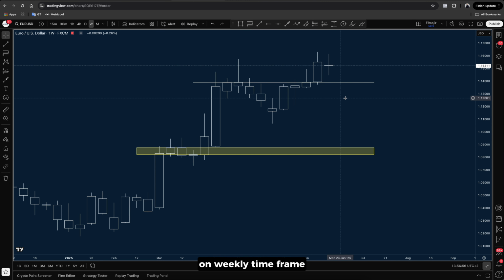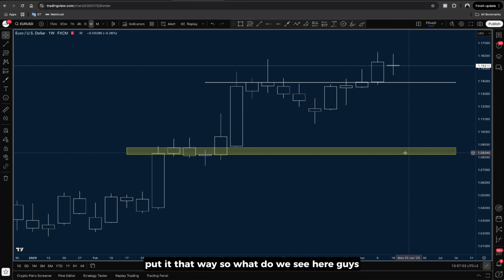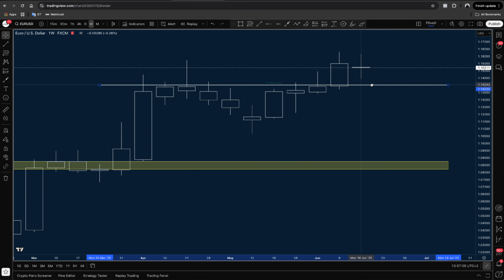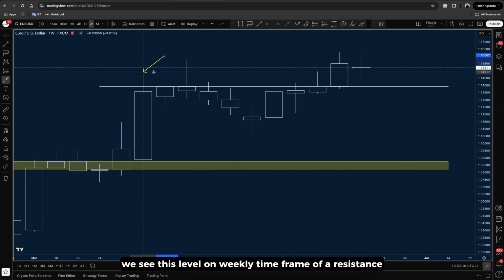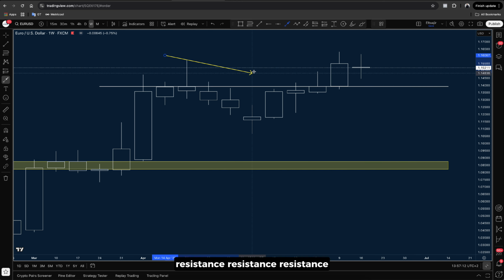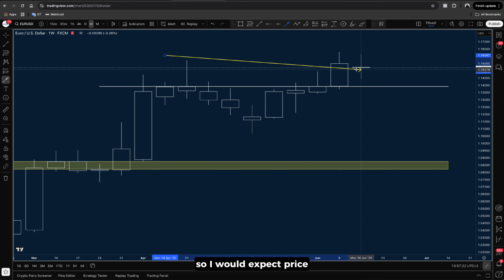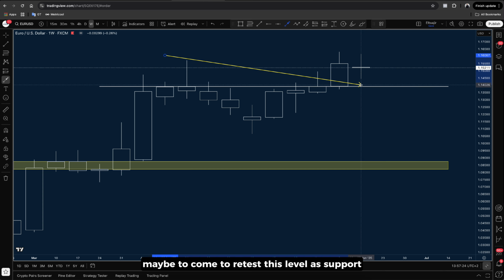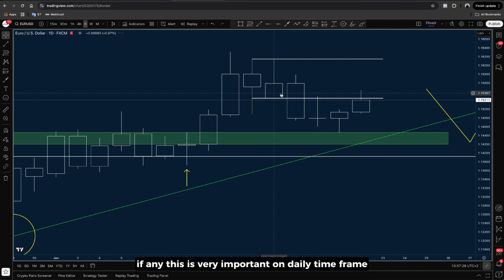On the weekly time frame, what do we see here, guys? We see this level on the weekly time frame as resistance for almost 6 weeks, and then price broke above. So I would expect price maybe to come to retest this level as support before moving to the upside, if any. This is very important.